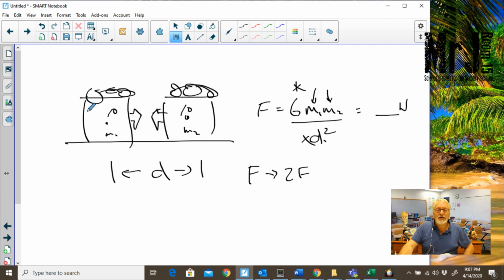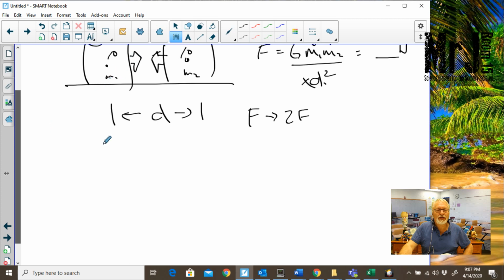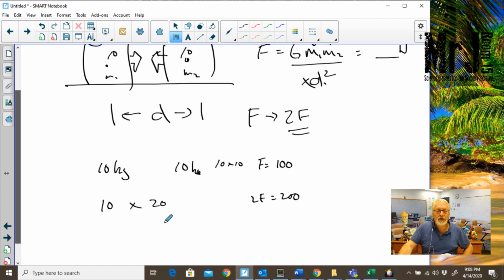The options are: A is adding 10 oranges to each sack, adding 20 oranges to each sack, adding 10 oranges to one sack, or adding 20 oranges to one sack. Let's say each orange weighs a kilogram. Right now we have 10 kilograms on this side and 10 on this side, so our force is equal to, let's say, 100, 10 times 10. If we wanted 2F, that would be 200. How do we get 200? Well, we can go 10 times 20.